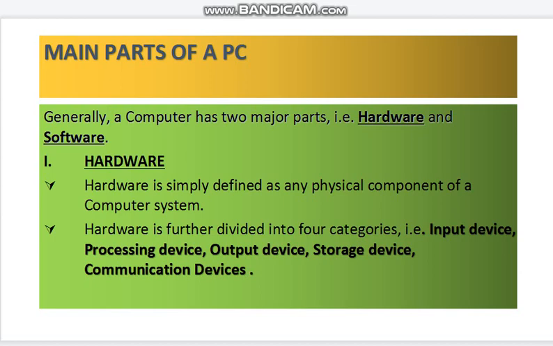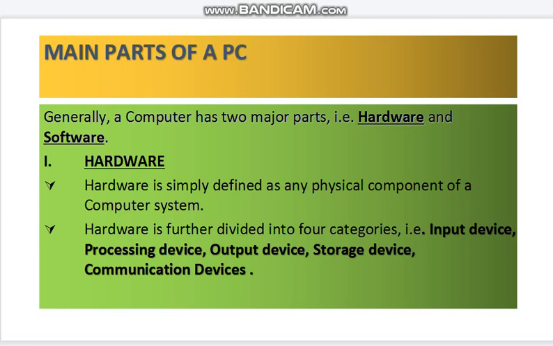So hardware is further divided into four categories, which are the input devices, processing devices, output devices, storage devices, and the communication devices. So the hardware is divided into these main parts or categories according to their functions. Each is divided according to its function.